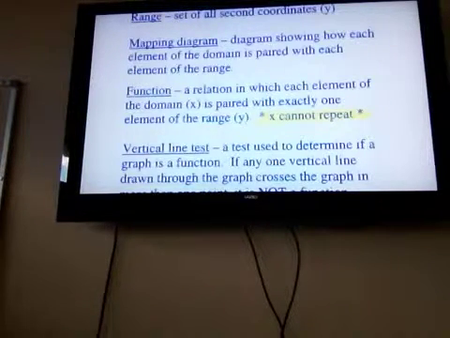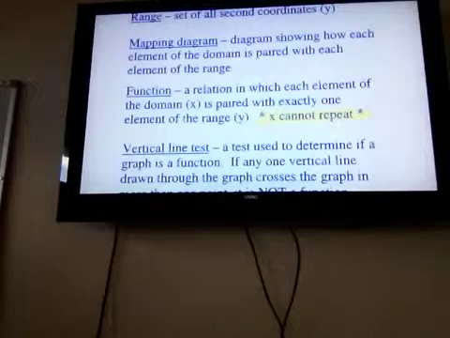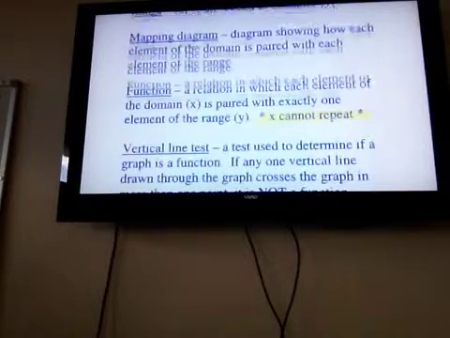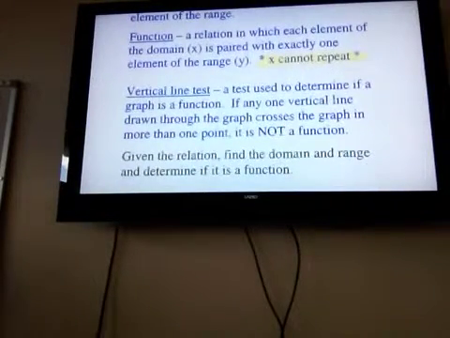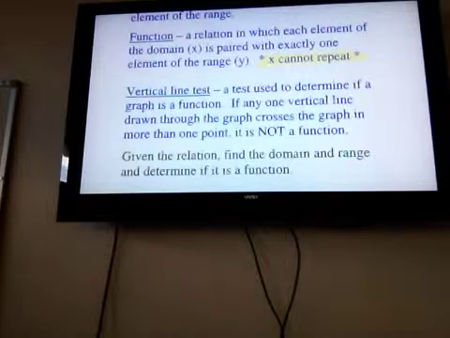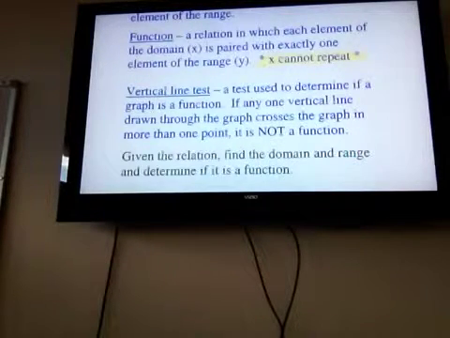A vertical line test is a test used to determine if a graph is a function. If any one vertical line drawn through the graph crosses the graph in more than one point, it is not a function. So again, it's just going to be a yes-no question based on the rule. And I'll reiterate that when we get to that kind of question.